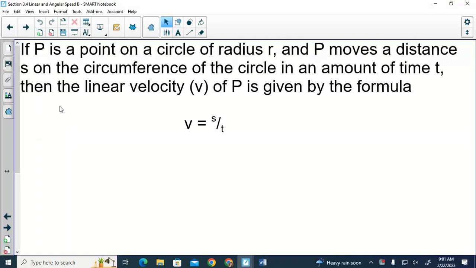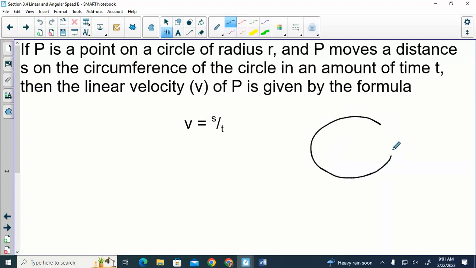So the first definition we have: if you have a point P on a circle of radius r, so we have a circle, okay, we'll put a point out here, and it moves a distance s. So s is how far you go on the outside, because that's your arc length. And if I want to know how fast that point is moving on the outside of the circle, that is linear velocity, or v. And you find velocity or speed just by doing distance divided by time. So it's linear, so we take our linear distance and divide it by the amount of time.